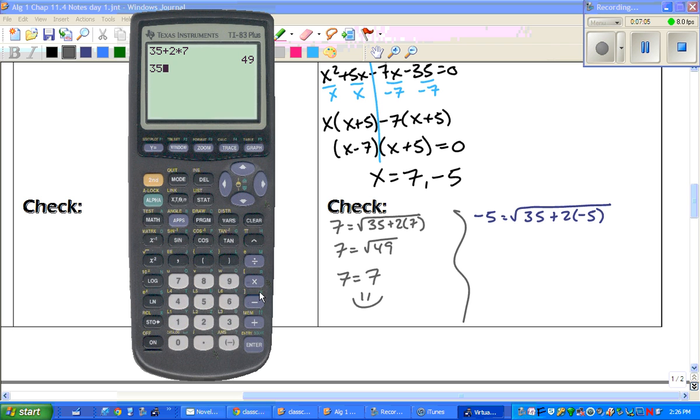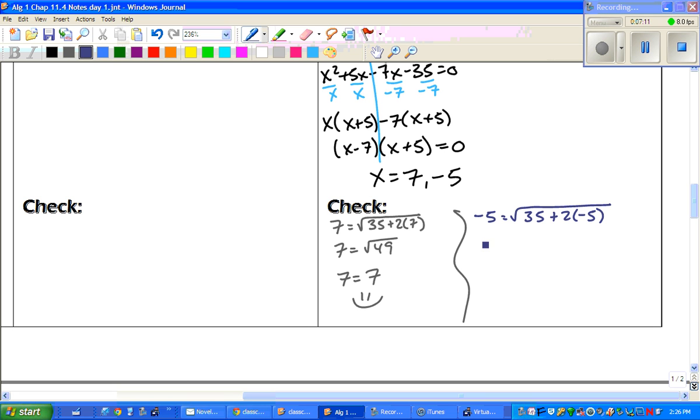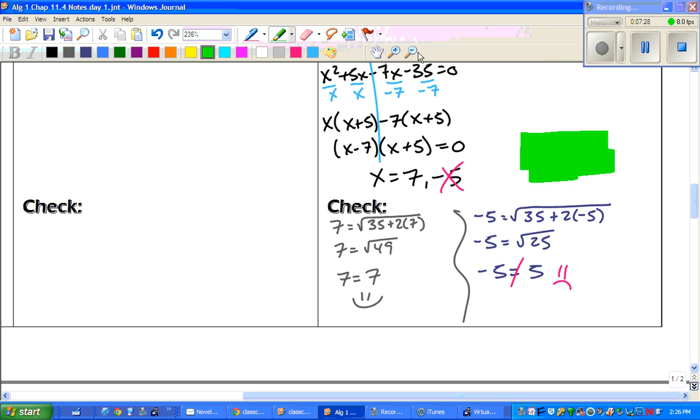So underneath the square root is 35 plus 2 times negative 5, which gives us 25. And the square root of 25 is 5. However, that's not what we're looking for, okay? So negative 5 is not an answer. The 7 is, okay? And it's not no real solution because one of them works.